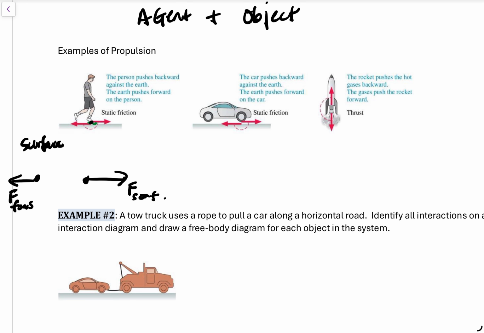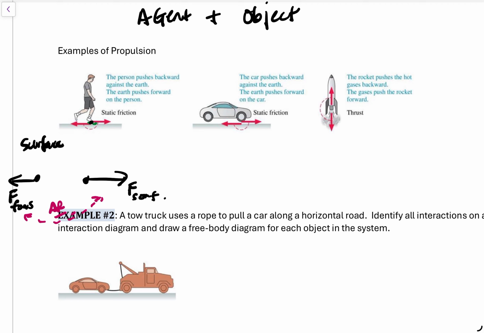We can think about that from the context of the static friction force preventing the slippage, or also we know that this force on the foot has to be equal and opposite to the force of the foot on the surface because these are action-reaction pairs.